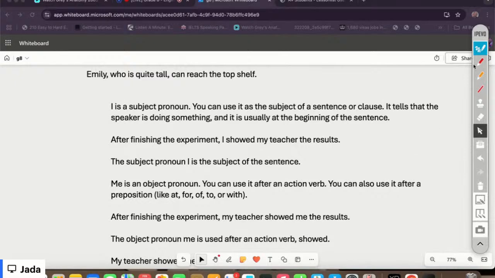All right, so moving on to the next lesson, which is the subject pronouns. We have I as a subject pronoun. You can use it as the subject of a sentence or clause. So it is used as the subject of a sentence. All right.